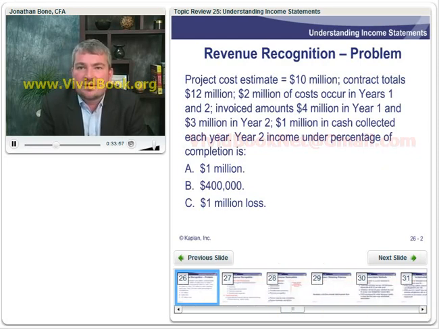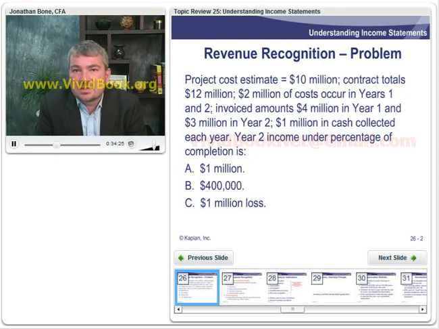Invoiced amounts are 4 million a year. Well, that sounds like a red herring to me. We didn't use invoiced amounts at all when we looked at percentage of completion before. So 4 million is invoiced in year 1, 3 million invoiced in year 2, and 1 million of cash is collected. Now, of course, all of that latter data is irrelevant. To work out percentage of completion, all we need to know is contracted selling price, costs incurred to date, and the reliable estimate of total cost.